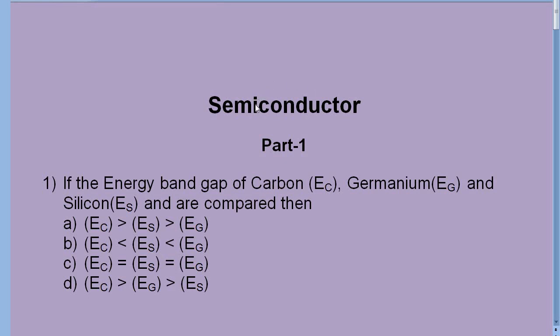Here we will discuss some problems based on semiconductor. So starting with part 1, the first question is, if the energy band gap of carbon, germanium and silicon are compared, so what do we get?